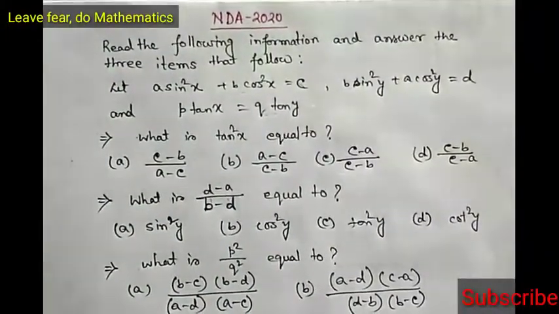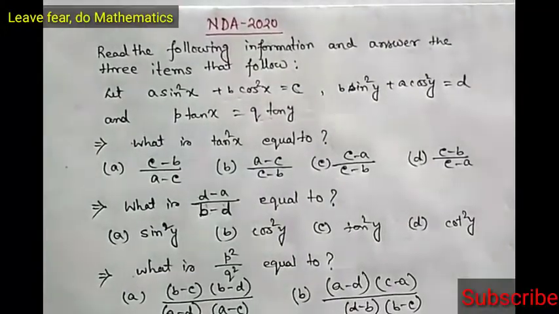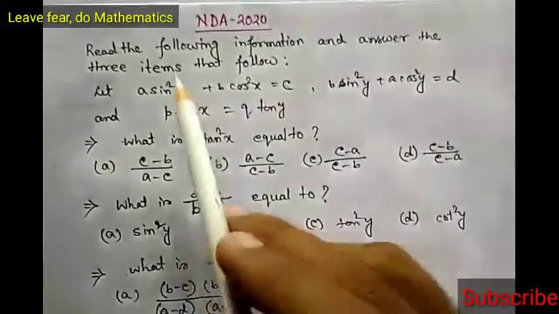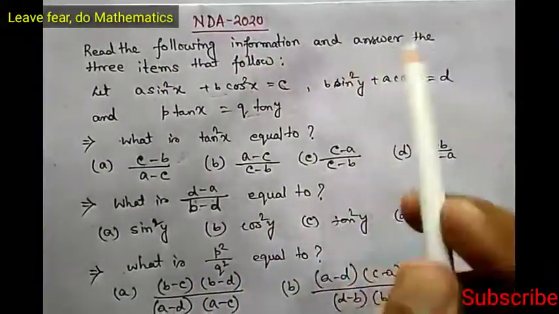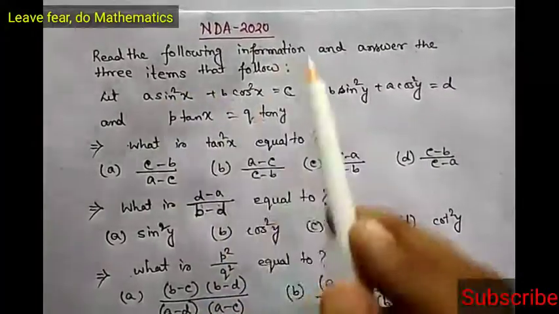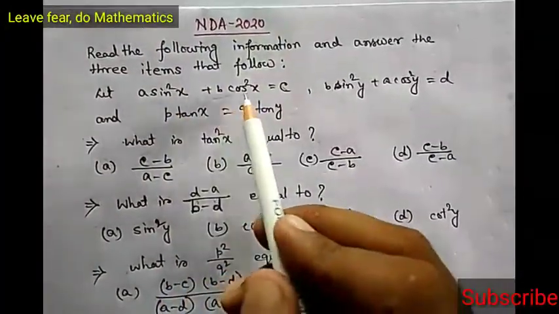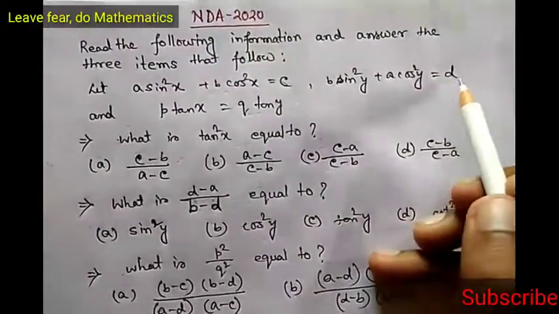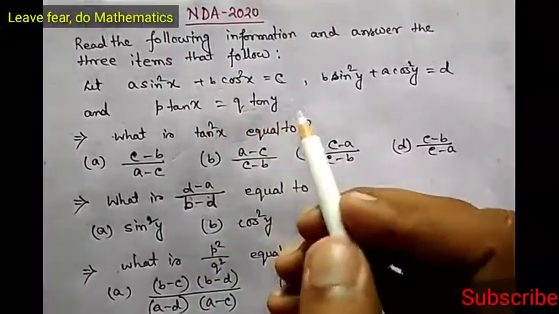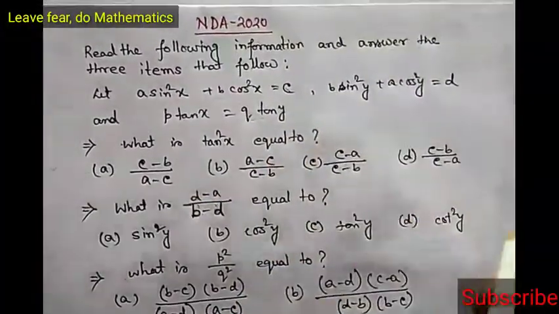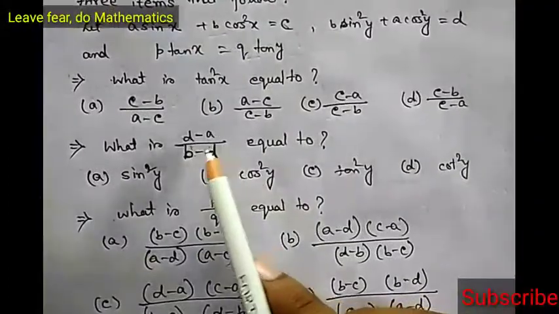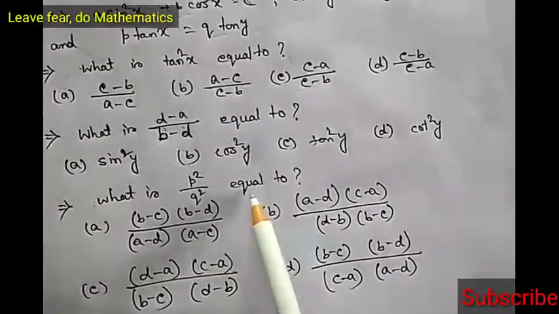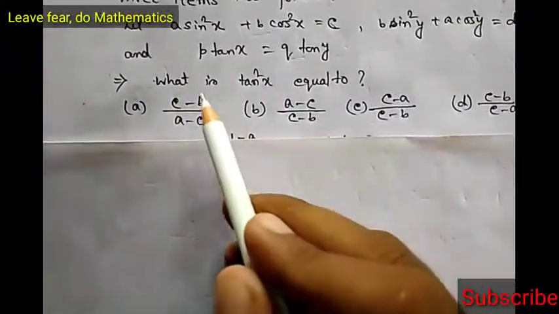Today we are going to present the solutions of mathematical problems that came in the NDA exam 2020. The problem says: read the following information and answer the three items that follow. Let a sin square x plus b cos square x equals c, and b sin square y plus a cos square y equals d, and p tan x equals q tan y. Then what is tan square x equal to? What is d minus a over b minus d equal to? And what is p square over q square equal to? So now we are going to solve the first problem.